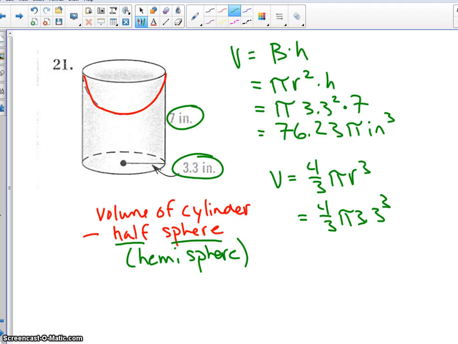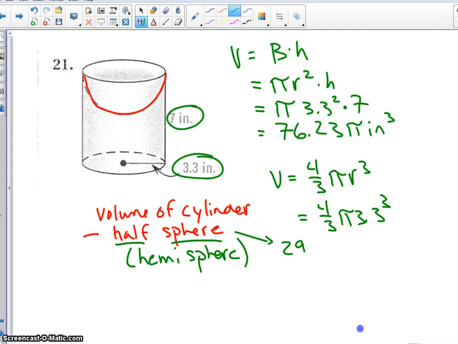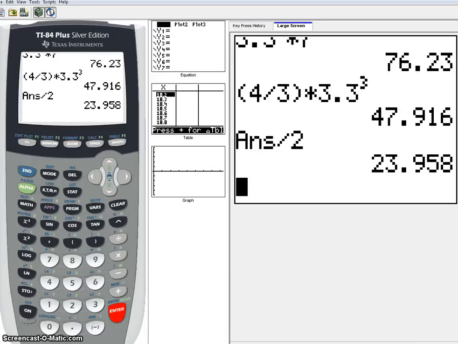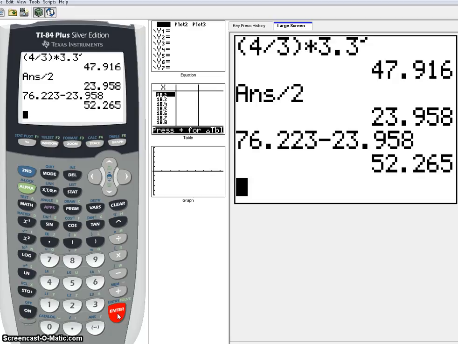All right, so really the volume we wanted of the hemisphere here was 23.958. So we've got our cylinder, we've got our hemisphere. We're just going to subtract the two. So on our calculator now, do those two things. So 76.23 subtract 23.958. Hit enter. We end up with 52.265.